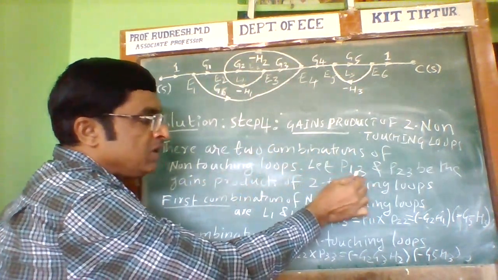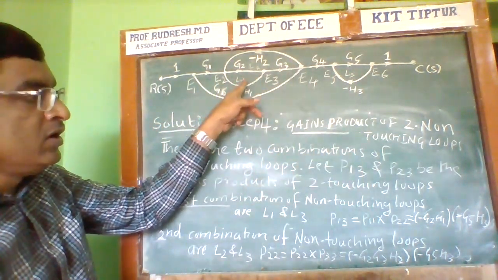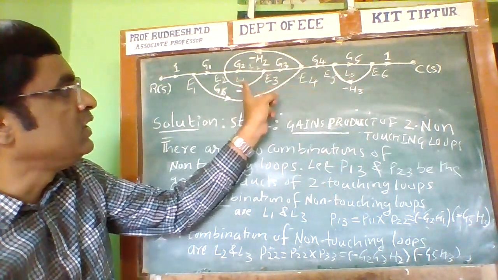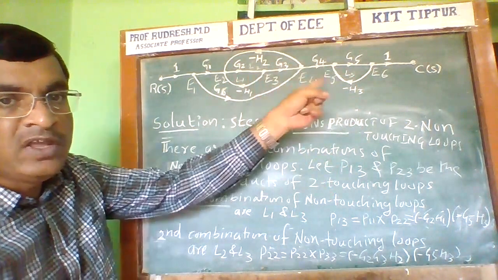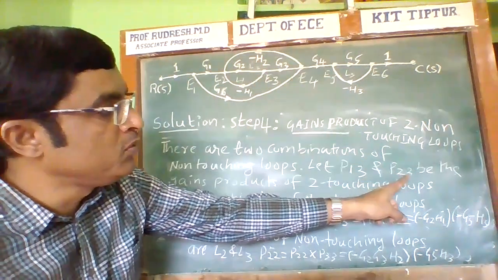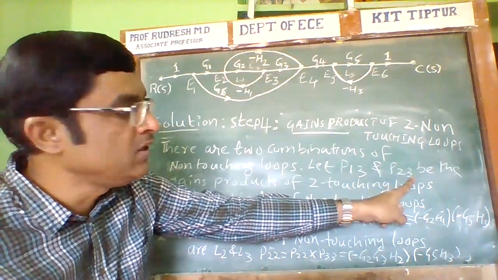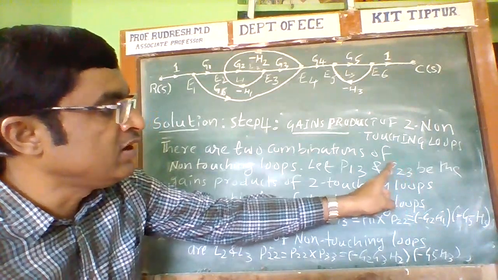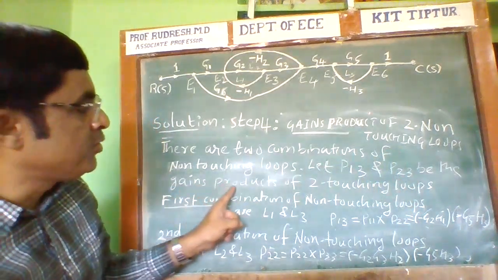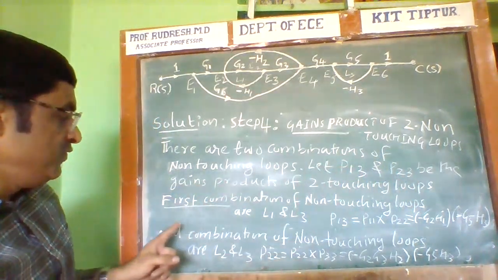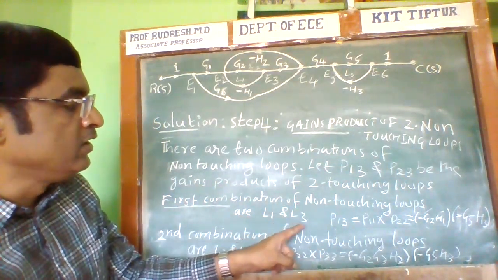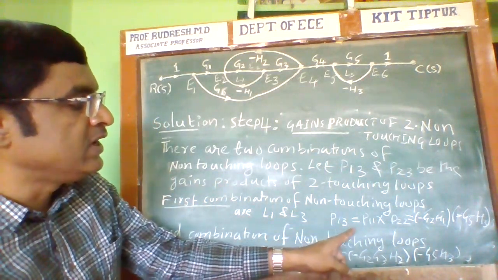Let P13 correspond to L1 and L3, where P13 is the gain product of the L1 and L3 gains. Similarly, P23 corresponds to loops L2 and L3, and is the gain product of the L2 and L3 gains. The letter P indicates the gain. P23 is the gains product of the two non-touching loops. Therefore, the first combination of non-touching loops is L1 and L3, denoted by P13.